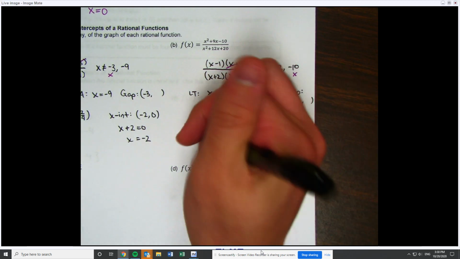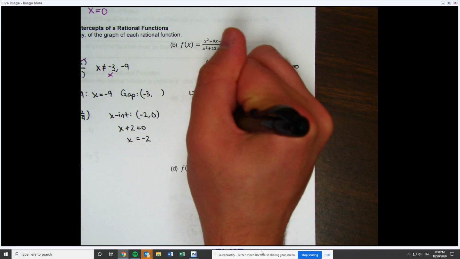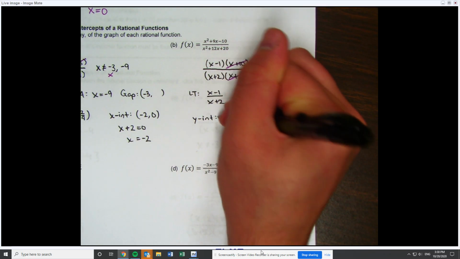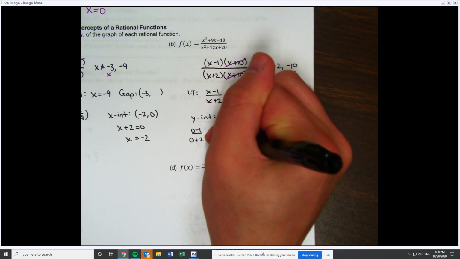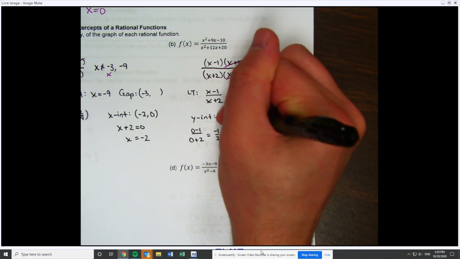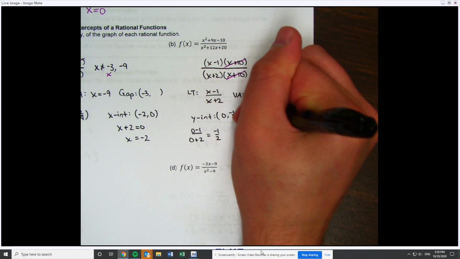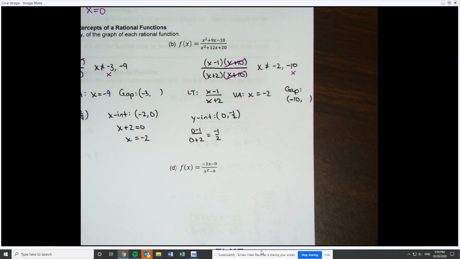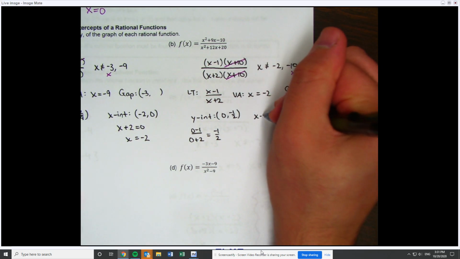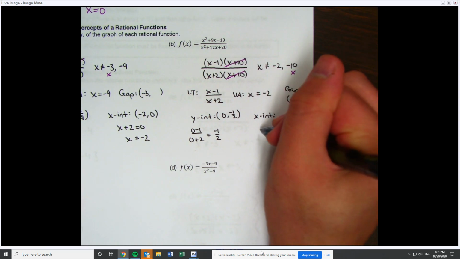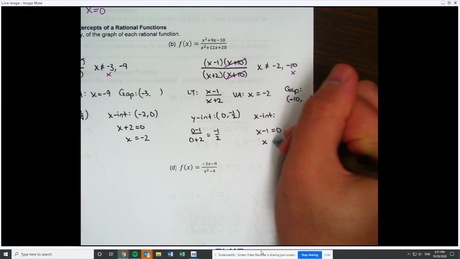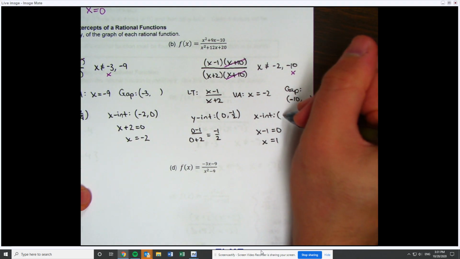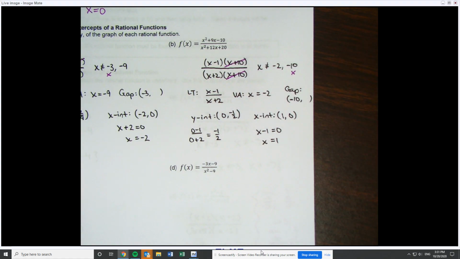All right, now for the intercepts. For the y-intercept, I'm going to substitute 0 in up here. So I have 0 minus 1 divided by 0 plus 2. That gives me negative 1 over 2. So I have 0, comma, negative 1 over 2. All done. For the x-intercept, I take my numerator, x minus 1, and I set it equal to 0. That gives me 1. So I have 1, comma, 0.